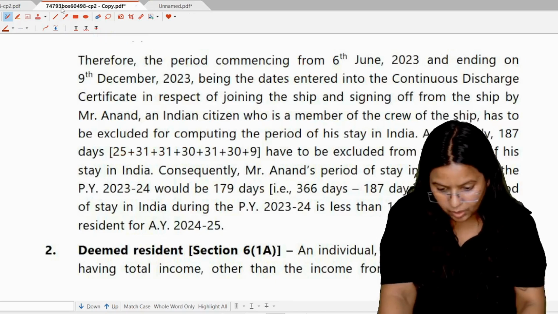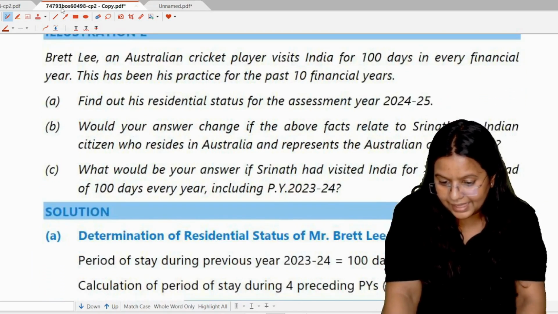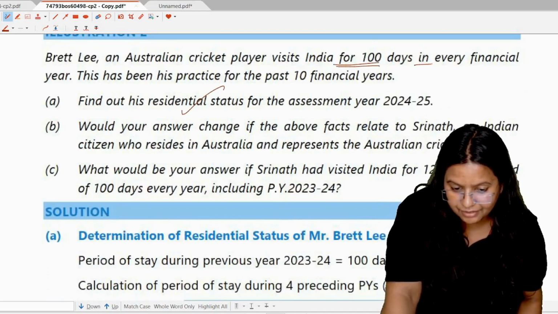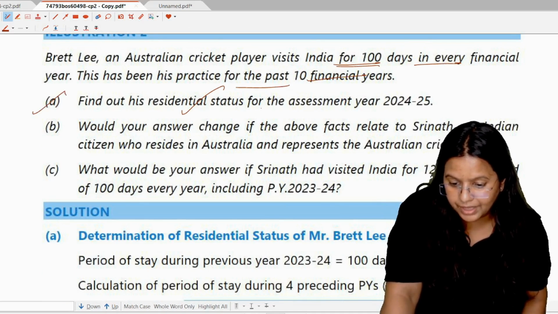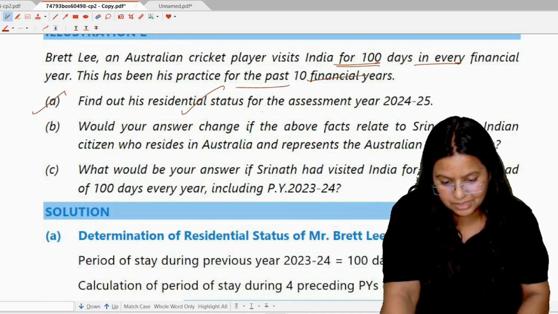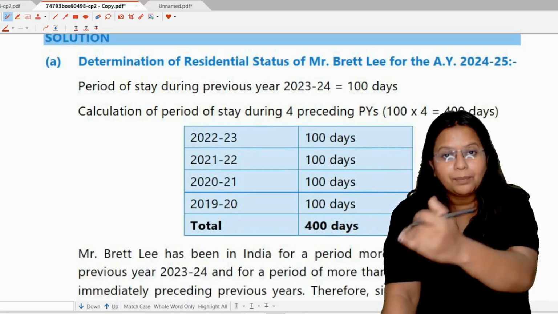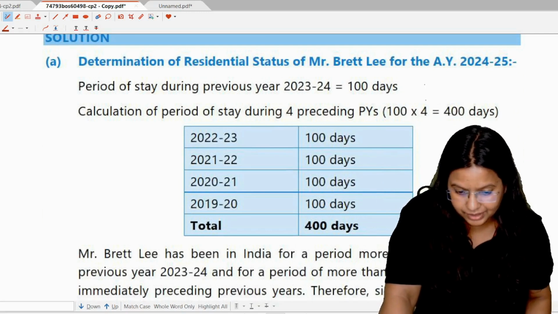Okay. Now, next question, illustration number 2. Brett Lee, an Australian cricket player, visits India for 100 days in every financial year. This has been his practice for the past 10 financial years. First, you have to find out his residential status for the assessment year 24-25. Now, students, what is the period of stay during the previous year 23-24? He is clearly mentioning to you that it is 100 days.